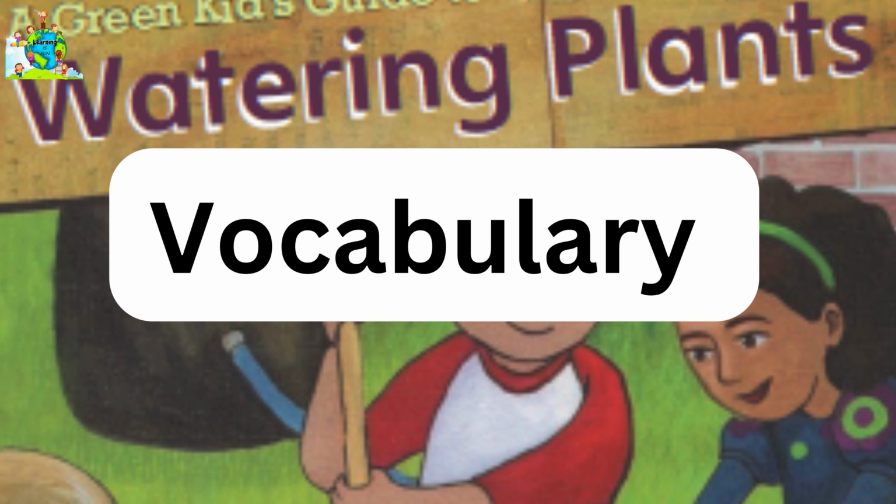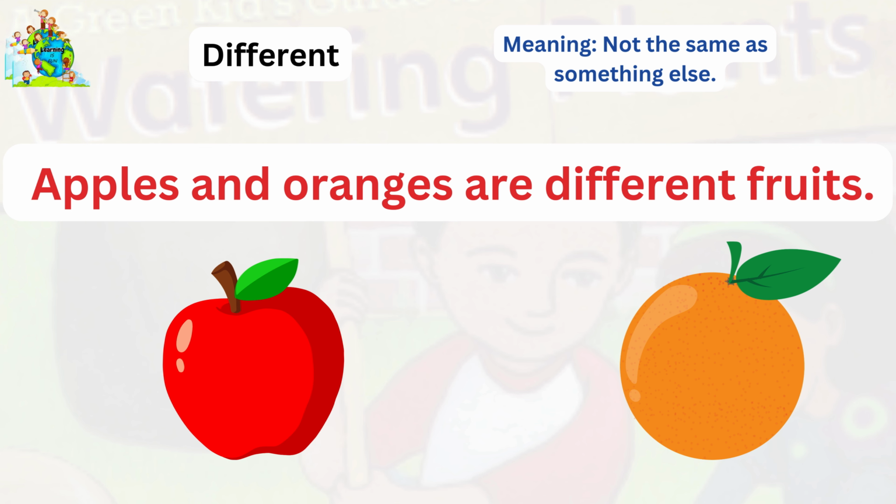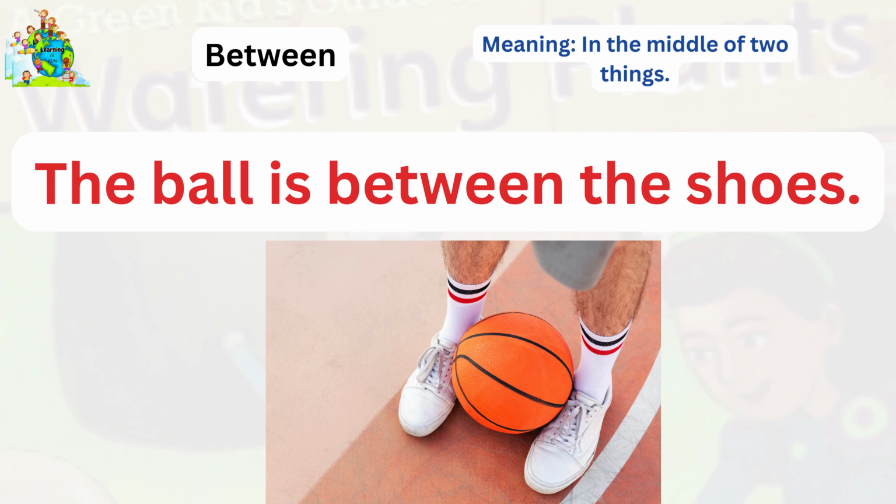Vocabulary. 1. Different. Meaning, not the same as something else. Sentence: Apples and oranges are different fruits. 2. Between. Meaning, in the middle of two things. Sentence: The ball is between the shoes.